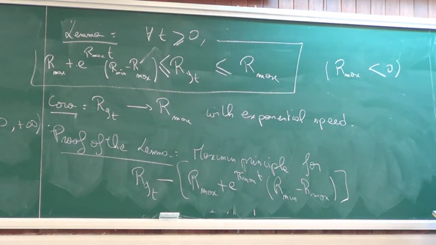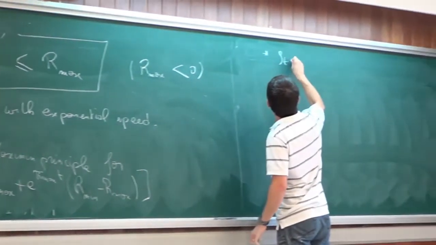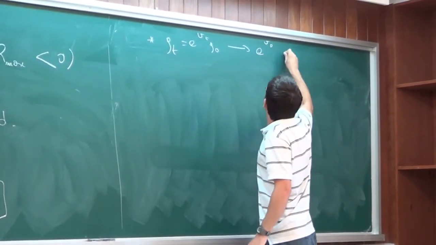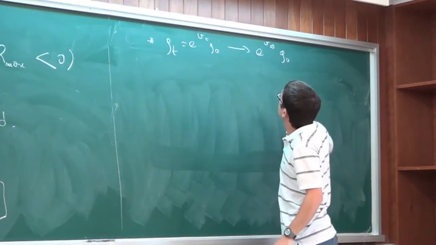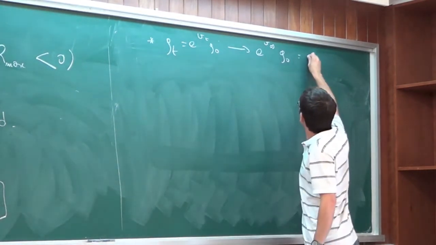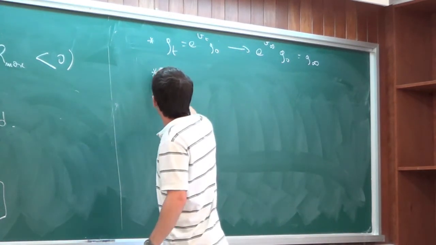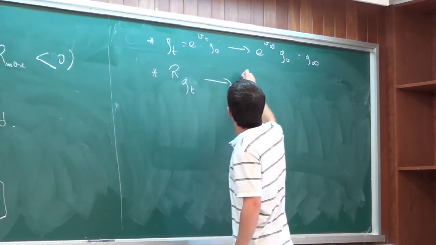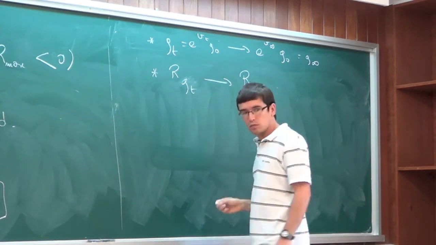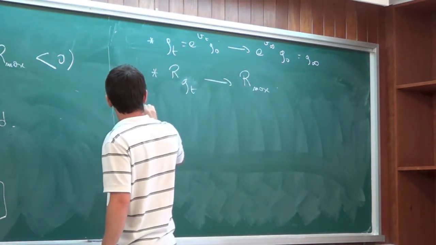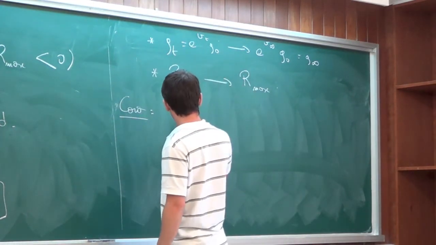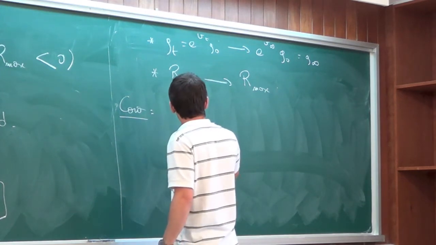So what do we know? We know that g_t goes to some g infinity metric, and that the curvature goes to R max. And the corollary: so g infinity is smooth.